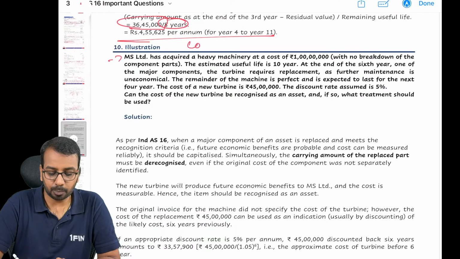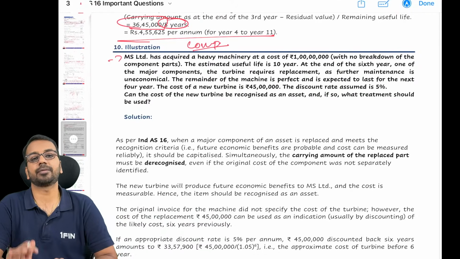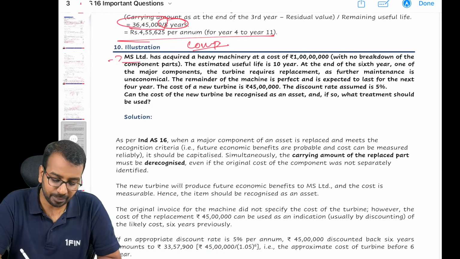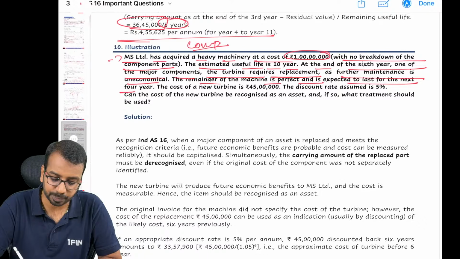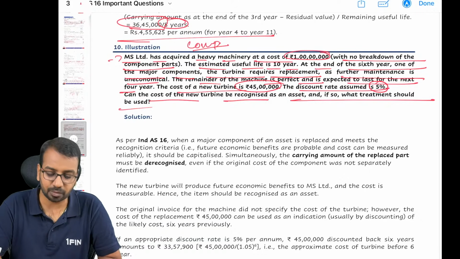Here is a case of component accounting where initially we don't have the cost of the component. MS Limited has acquired a heavy machinery at a cost of 1 crore with no breakdown of the component parts. The estimated useful life is 10 years. At the end of the 6th year, one of the major components, the turbine, requires replacement as further maintenance is uneconomical. The remainder of the machine is perfect and is expected to last for 4 years. Cost of new turbine is 45 lakhs. Discount rate is 5%. Can the cost of the new turbine be recognized as an asset, and what is the treatment?